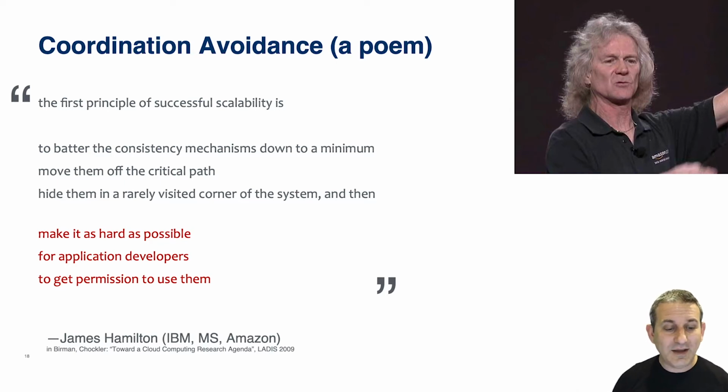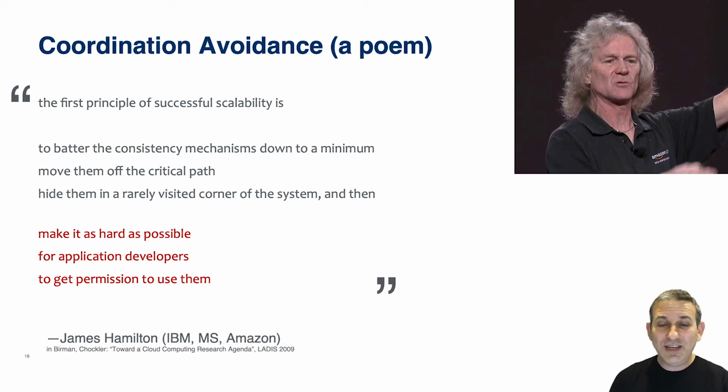And he said at a cloud computing workshop about a decade ago the following, which I like to recite as poetry because I think it is beautiful. The first principle of successful scalability is to batter the consistency mechanisms down to a minimum, move them off the critical path, hide them in a rarely visited corner of the system, and then make it as hard as possible for application developers to get permission to use them. I like to paraphrase this as saying, thank you, Dr. Lamport, for all the Paxos, but we don't want to use it.